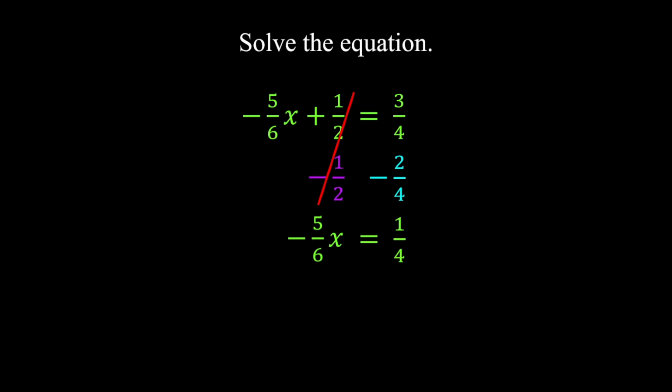To isolate x, get rid of the coefficient by multiplying by its reciprocal, -6/5, canceling them out diagonally and leaving x by itself. On the right, simplify 4 and 6 by 2 before multiplying, giving us reduced numbers, 2 and 3. Now multiplying across, we get -3/10.